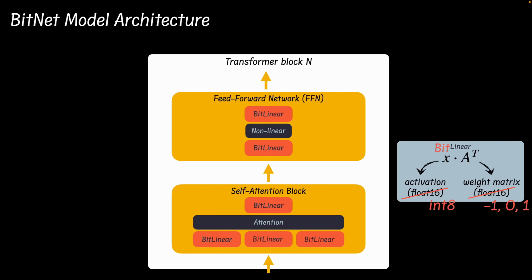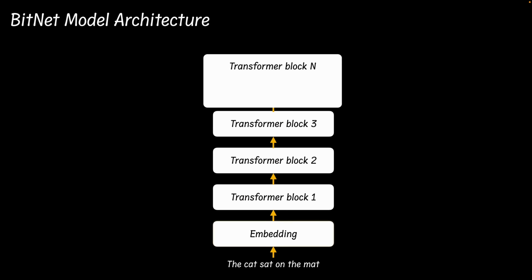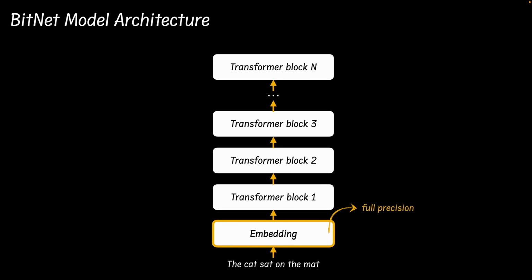This might sound very surprising, but other than this BitLinear swap, there's no other change to the model architecture. Everything outside of the BitLinear box works as before in full precision. That includes, for instance, the attention computation and everything else outside of the transformer blocks. For instance, the token embedding matrix that turns tokens into vectors remains in full precision.